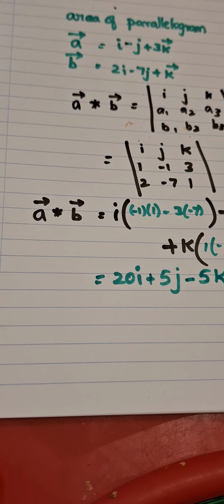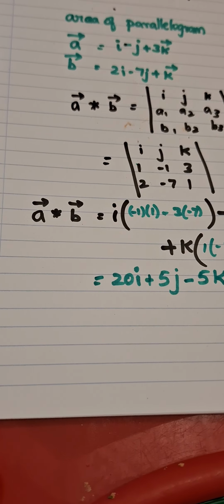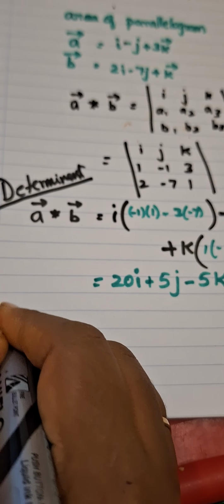So then what is the magnitude? We are done with finding the determinant, which means half the part is done. Now we should find the magnitude.